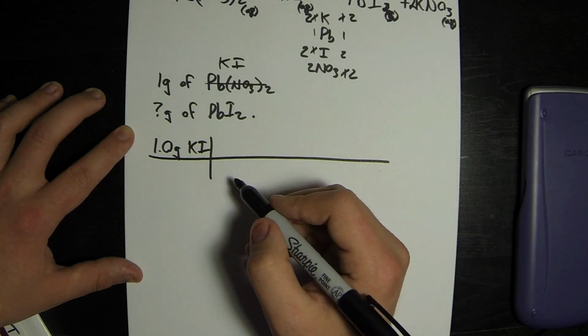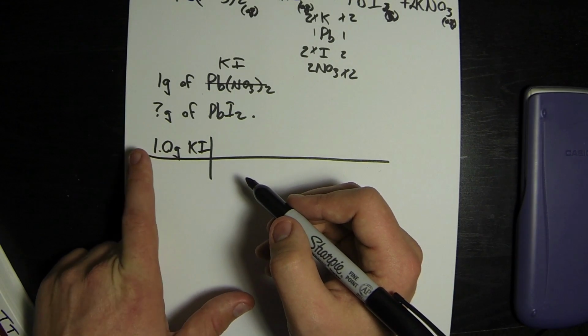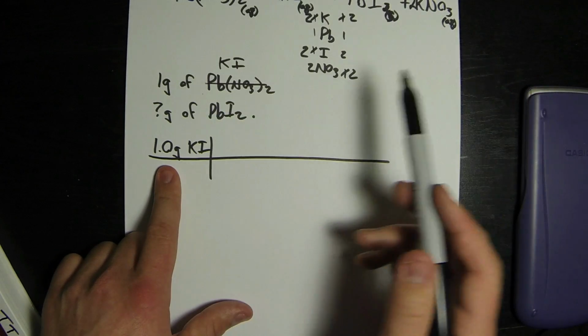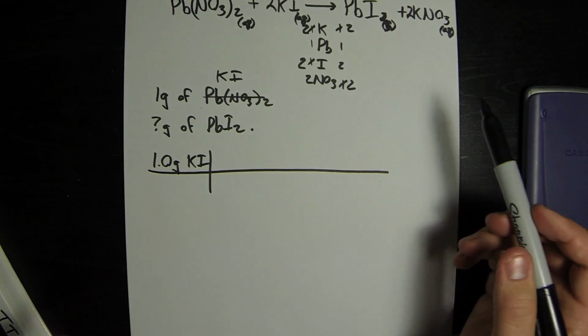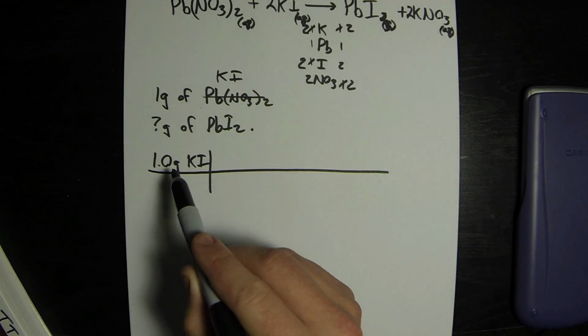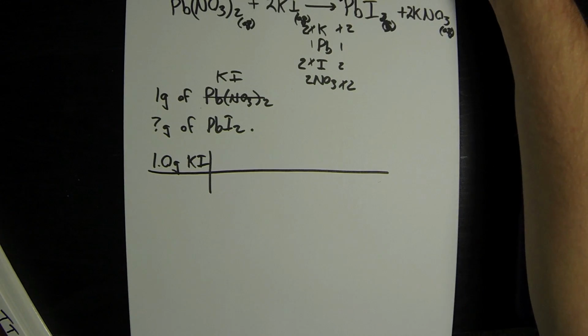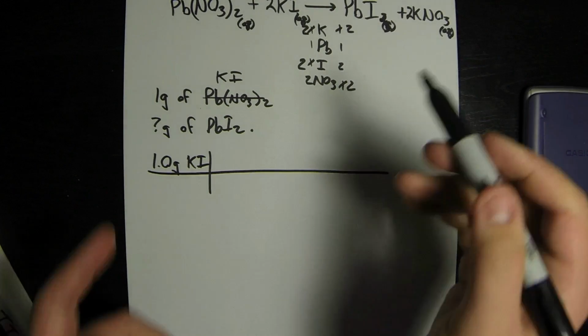Okay, this is how I do it. I need to get this into a mole amount because I cannot do stoichiometric conversions if I'm in grams, because I'm going to end up having to use this coefficient and this coefficient, which is just a 1.